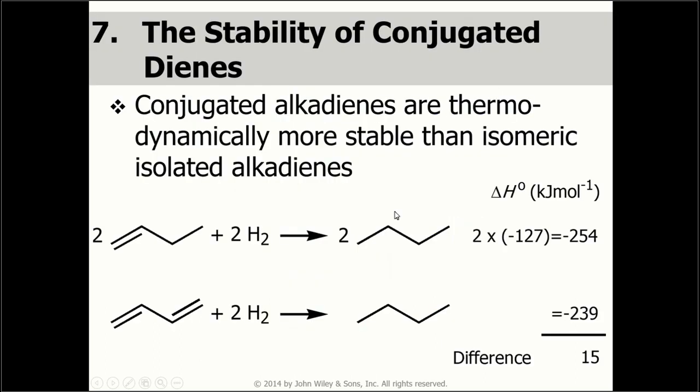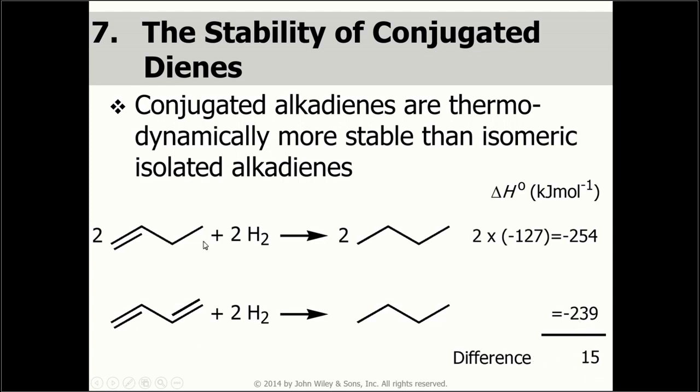All right, stability of conjugated dienes. Conjugated dienes are more stable than you would expect for just two isolated double bonds. So if we look at two molecules of 1-butene and one molecule of 1,3-butadiene, and we look at the energy that comes out when we hydrogenate, we get some energy release as we go downhill in energy, and here we get 254 kilojoules per mole. Here we get 239 kilojoules per mole. So a difference of 15 kilojoules per mole.